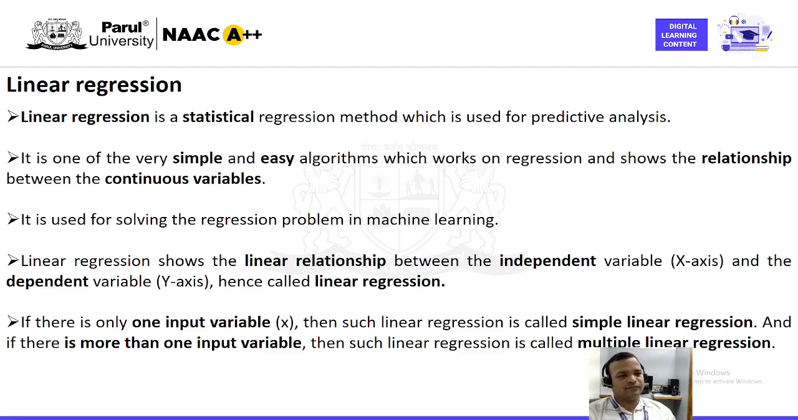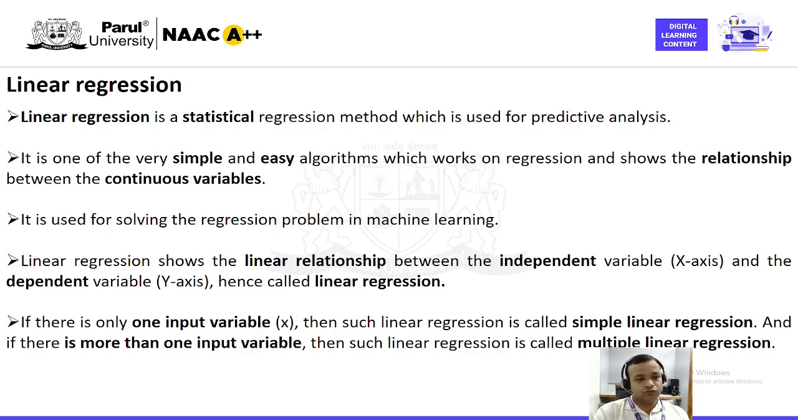Linear regression. Linear regression is a statistical regression method which is used for predictive analysis. It is one of the very simple and easy algorithms which works on regression and shows the relationship between continuous variables.